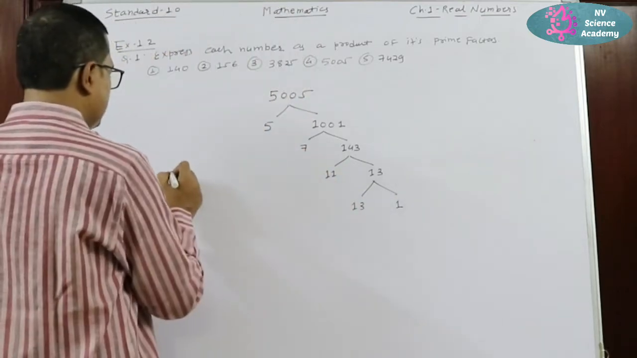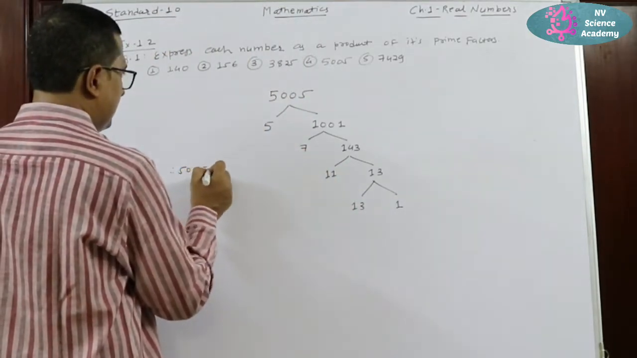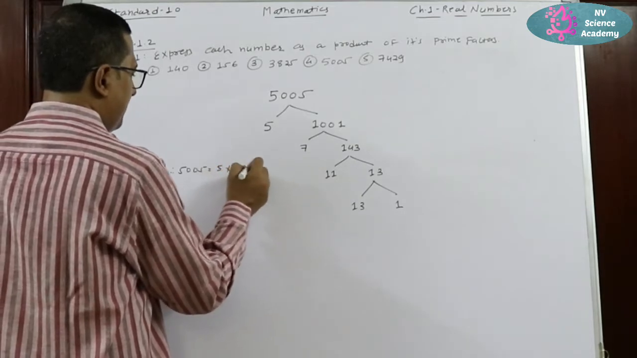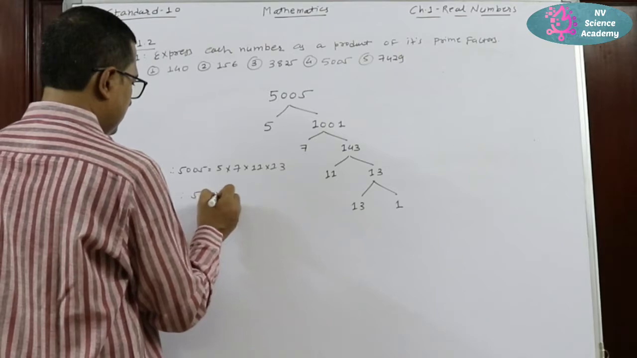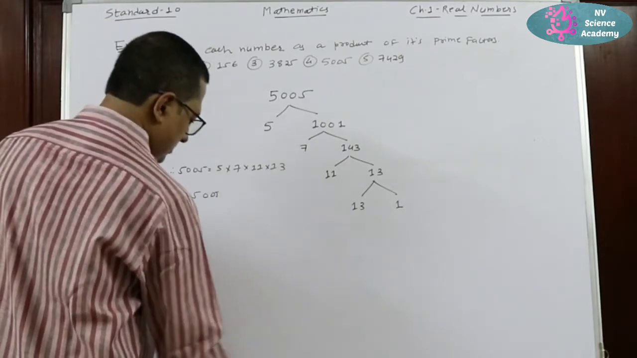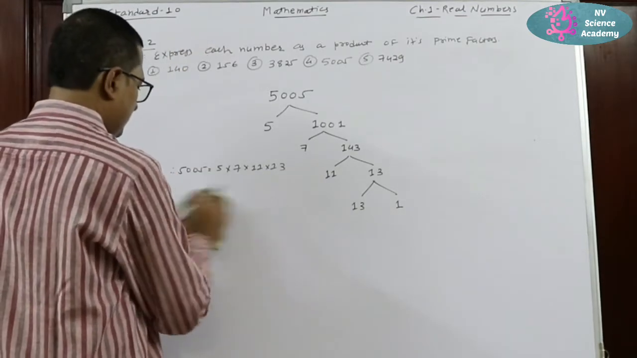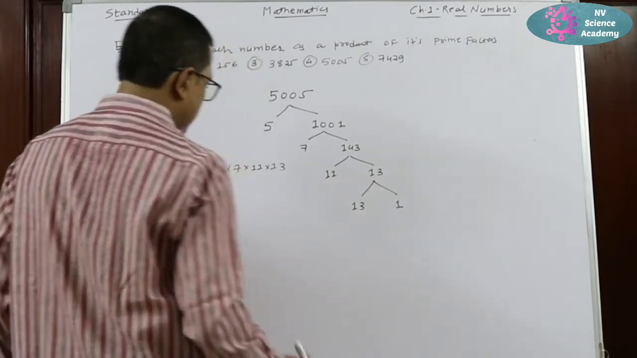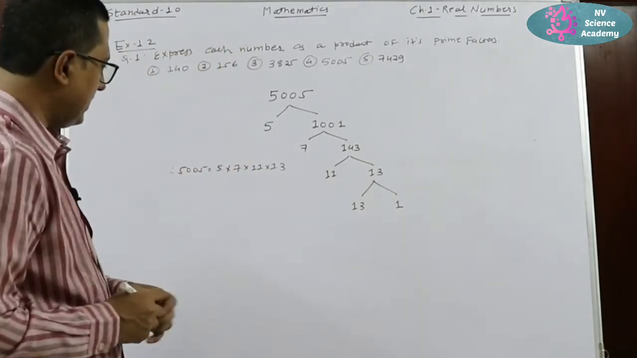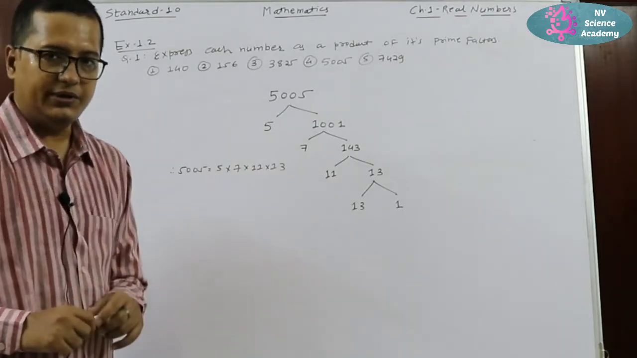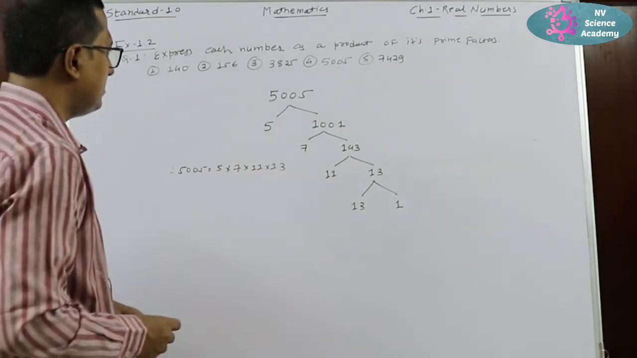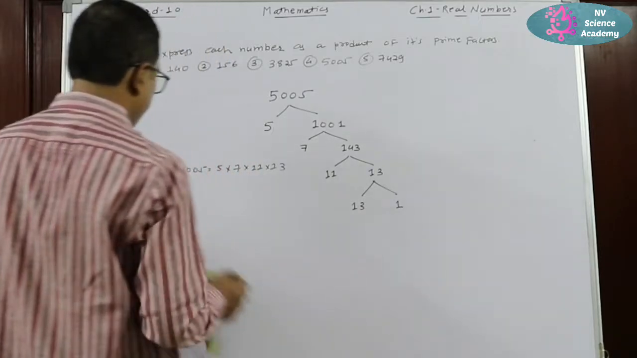So the prime factorization of 5005 is 5 multiplied by 7 multiplied by 11 multiplied by 13. Okay, here no number is repeating, so we are not going to write the exponent form. Therefore 5005 is equal to 5 multiplied by 7 multiplied by 11 multiplied by 13. So this is the prime factorization of 5005.